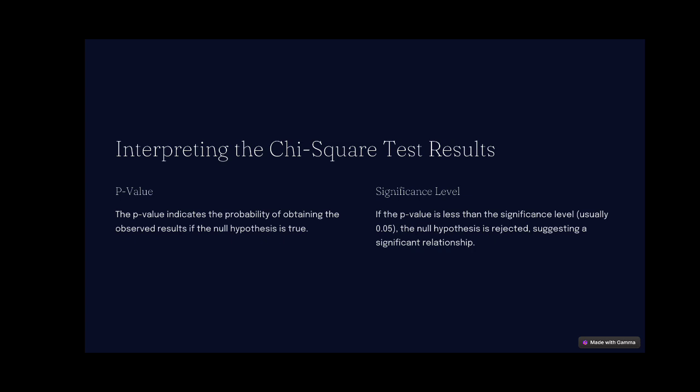Interpreting the chi-square test results. How do we interpret the chi-square test result? We will get a chi-square statistic. We will compare it with the table value at the level of significance. Usually the level of significance is 5%, that is 0.05. If the chi-square statistic is less than the table value, then we accept the null hypothesis. If the chi-square test statistic is greater than the table value, it is outside the acceptance region and therefore we reject the null hypothesis.